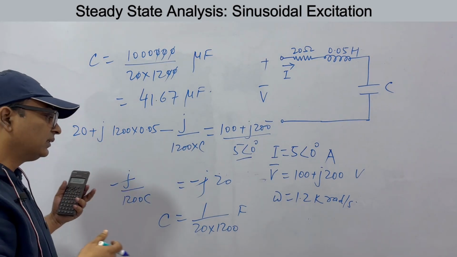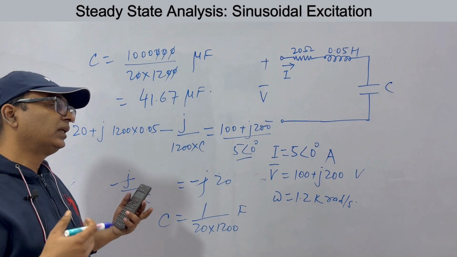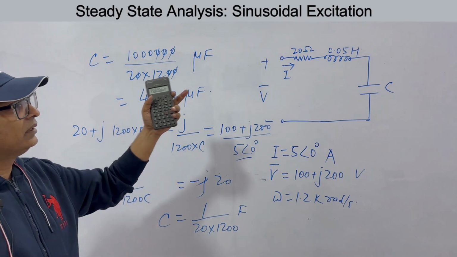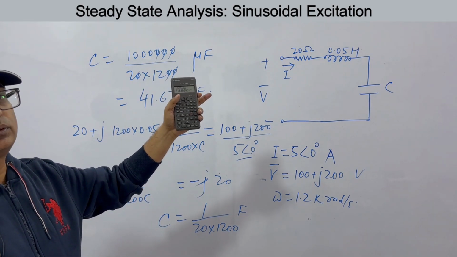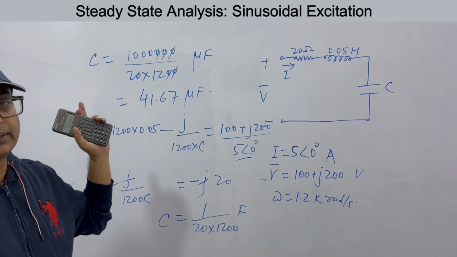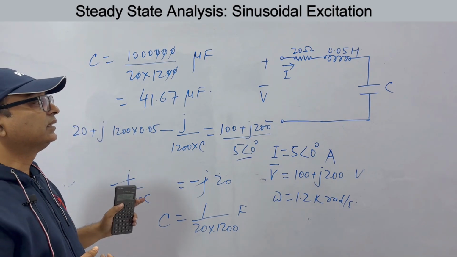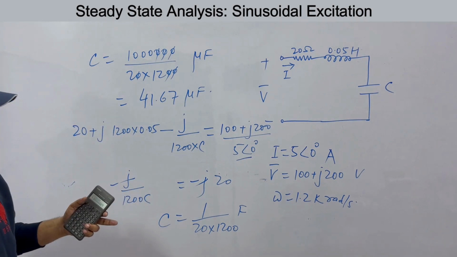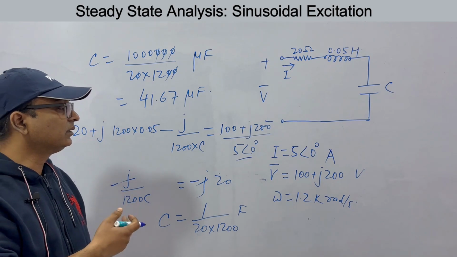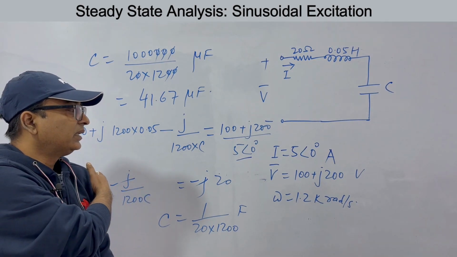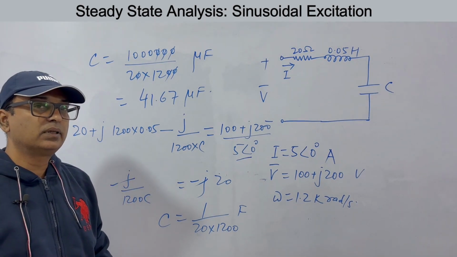So this is how we do KCL and KVL in a circuit when subjected to a sinusoidal excitation. Okay, this is steady state analysis. You should try some questions, and this is very easy. It's not very tough. Try, you'll understand it.